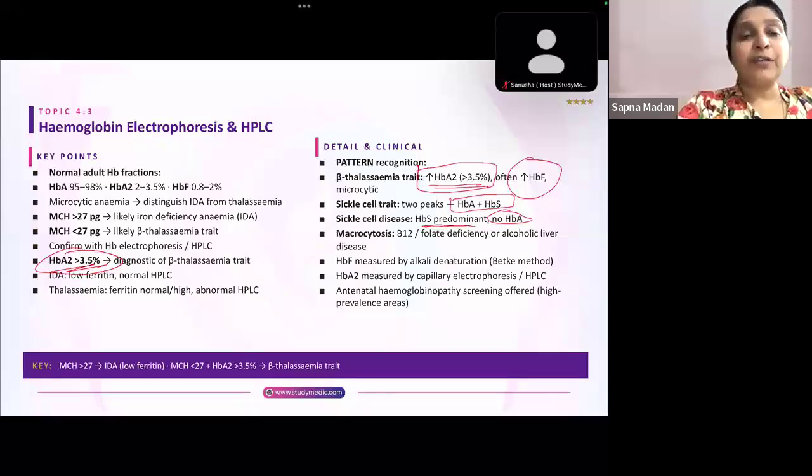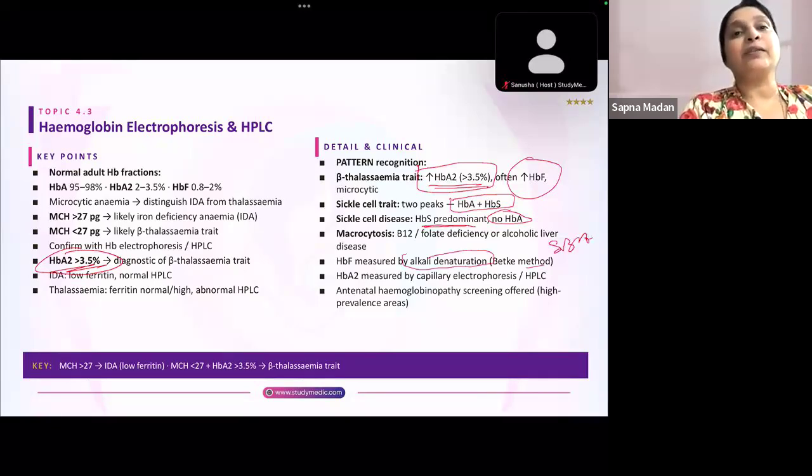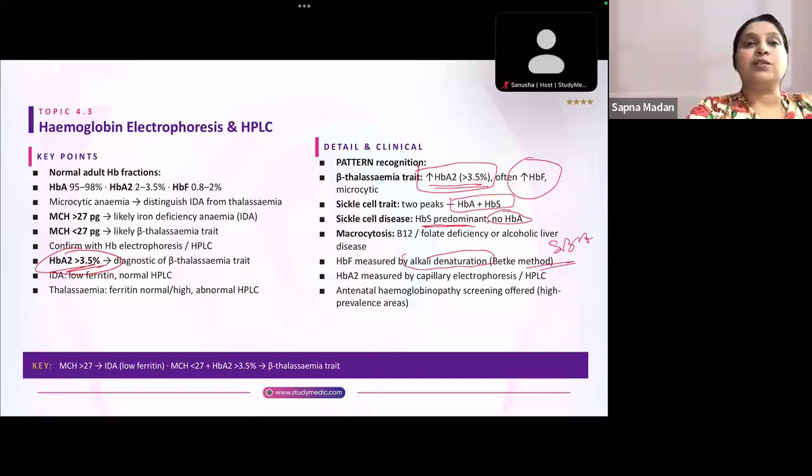HbF fraction, or the fetal hemoglobin fraction, is measured by alkali denaturation. This is also an SPA, okay, and is done by the Betke method. HbA2 is measured by capillary electrophoresis or HPLC, and antenatal hemoglobinopathy screening is offered in high prevalence areas. So in areas where thalassemia is prevalent, like the Mediterranean region, antenatal screening is offered. Okay, so the key: MCH more than 27 is iron deficiency anemia, and less than 27 and HbA2 more than 3.5 is a sign of beta thalassemia trait.